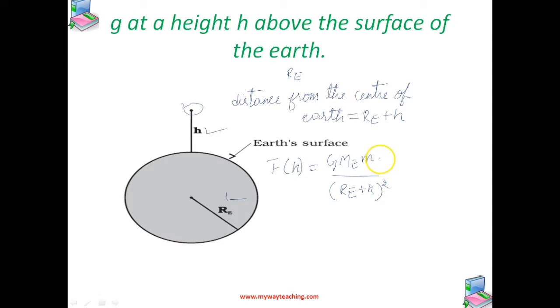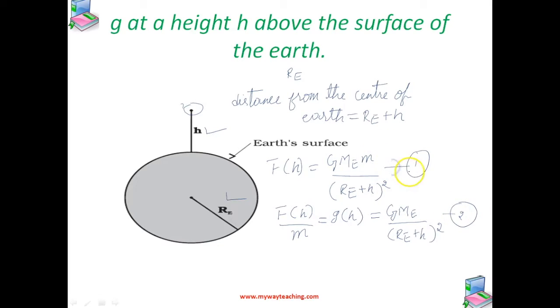The acceleration experienced by the point mass is f of h by m, which is the acceleration due to gravity, and we get the value of this as g me by re plus h whole square, isn't it? Let it be equation 1, and this one equation 2.